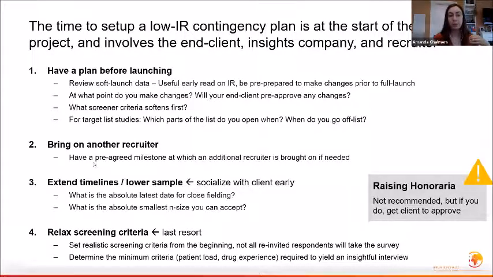Second, bring on another recruiter. Have a pre-agreed milestone with your recruiter on when to bring on another one, assuming IR is what it's supposed to be. Now, if it drops, that's a separate thing. But if we've estimated it correctly and the sample still isn't coming in, we should be partnering. Sometimes we can extend timelines and lower sample. And this is something I think on the insight side, if we're socializing this with our clients early, they understand. So if we know what the drop dead date is for closing fielding and what the smallest end size is that we can get to actually get the insights we need, we can use that.